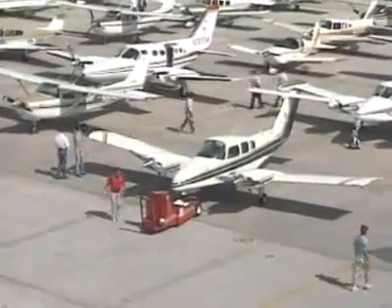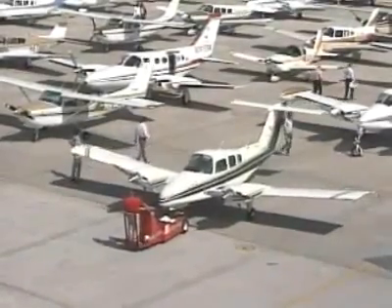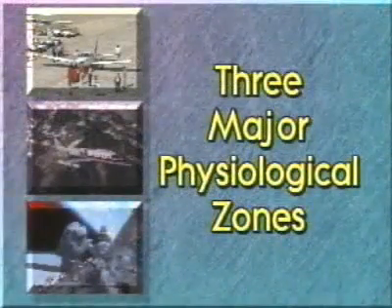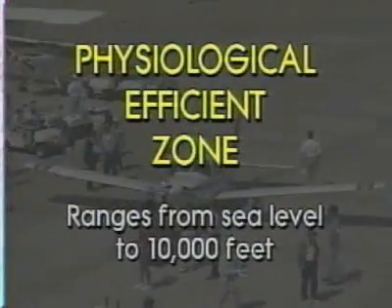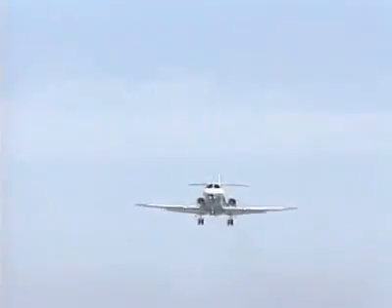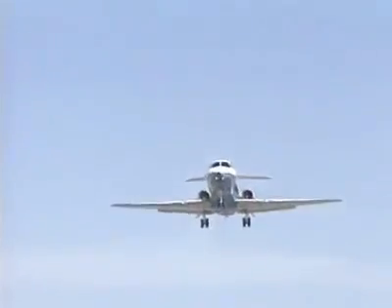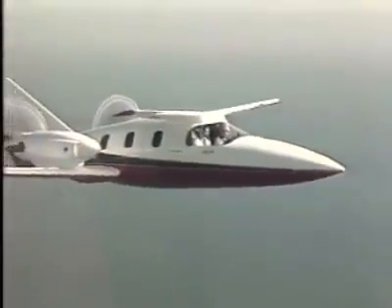Another way to classify divisions of the atmosphere is from the point of view of the physiological effects on the human body. There are three major physiological zones. The physiological efficient zone ranges from sea level to 10,000 feet. Generally, the body is adapted to operate in this region, but because we have the ability in an aircraft to ascend and descend rapidly, and this is the area of the atmosphere where the greatest amount of pressure change occurs, trapped gas problems, for example ears, sinus, and GI tract, can occur.